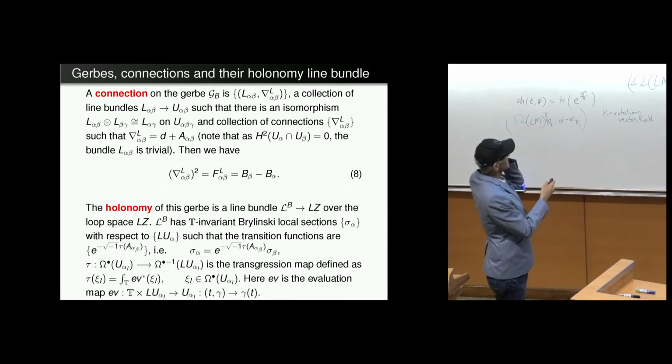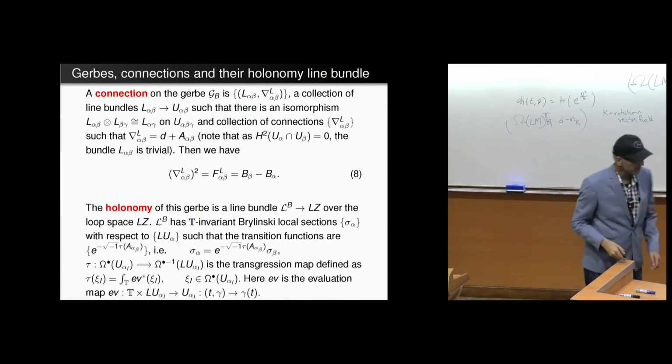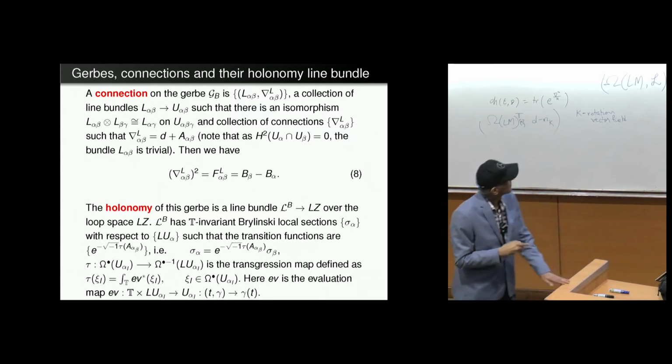And just to remind you what the transgression is: the transgression is a map from forms on U alpha to forms of one lower degree on loops on U alpha. It's defined by taking the evaluation map, which takes the circle cross the loops on U alpha to U alpha and takes (gamma, t) to gamma of t. You pull back under that and integrate along the circle, and in integrating along the circle, you lose one degree.